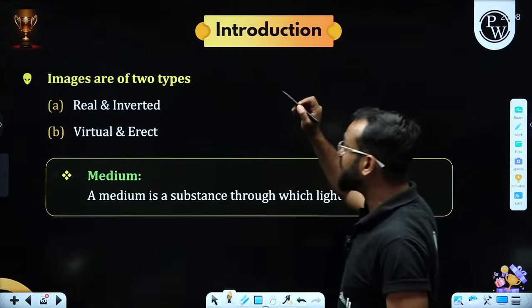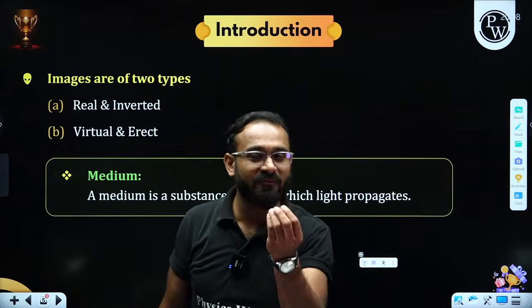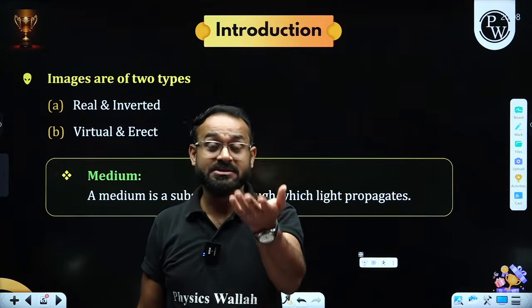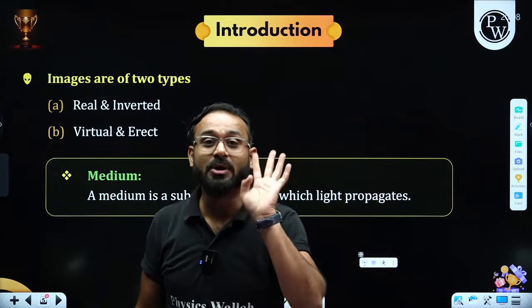So in that case, images will be of two types. Why two types? Because it is a property. There will be two kinds of images.